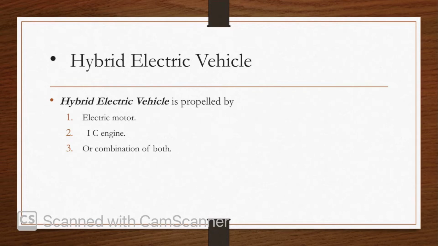Now we will move towards the main part of this PPT, which is the hybrid electric vehicle. Hybrid electric vehicle is the vehicle which is propelled either by the electric motor, IC engine or combination of both can be used for propulsion.